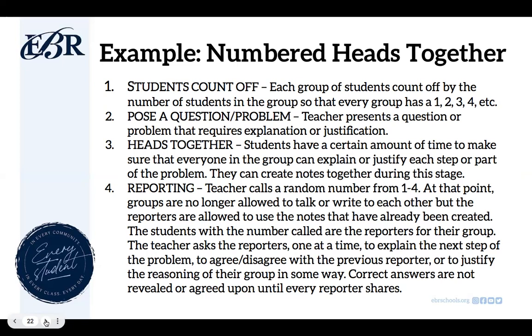So as the teacher, some people might call a random number from 1 to 4 if you had your kids count off from 1 to 4. And so the student who has the number that's called becomes the reporter for their group. And so they get that opportunity to explain the next step of the problem. Or if a previous reporter has presented, they can agree or disagree and tell why and justify their reasoning to the rest of the group.